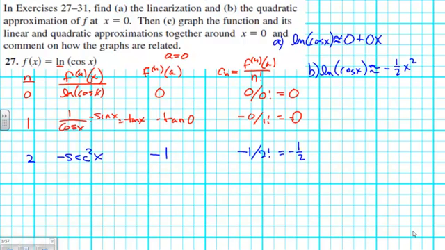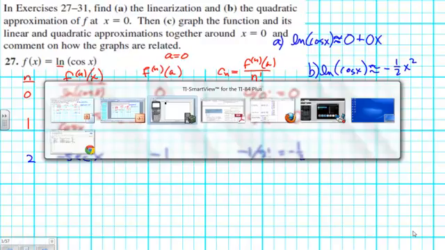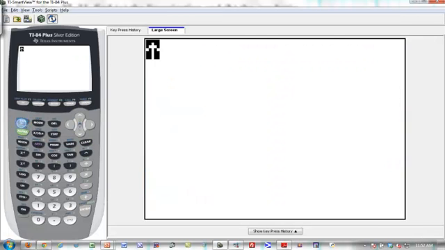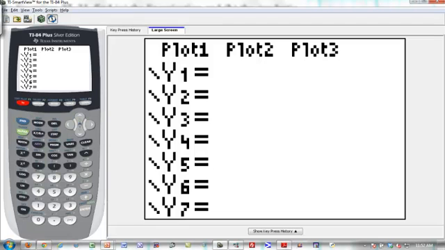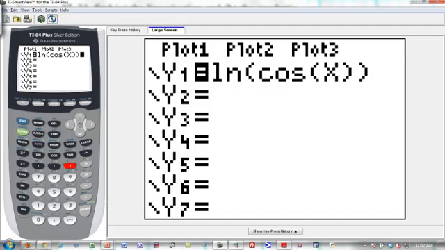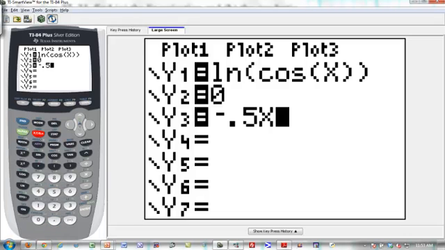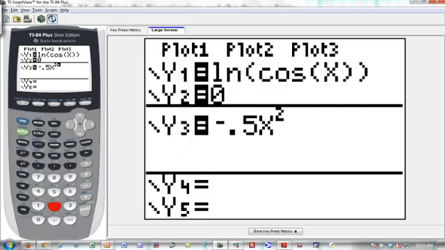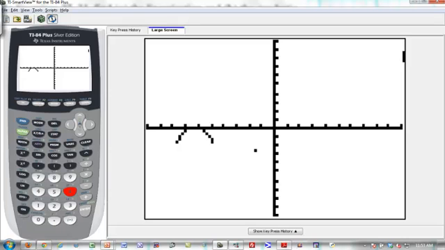Now, can we look at the graphs of all these things and see if it all pans out? Let me switch over to the calculator. Let's start with the real function that we're working with, natural log of cosine of x. And the linearization was 0. And the quadratic version is negative 1/2 x squared. Let's graph all of them on a standard window and see what we get.